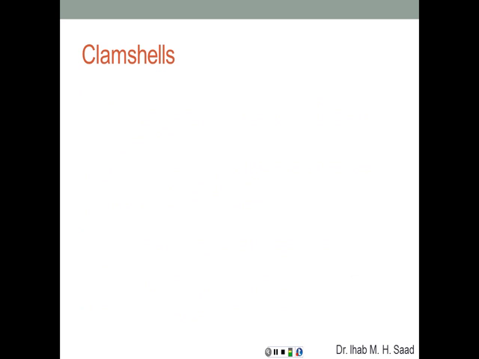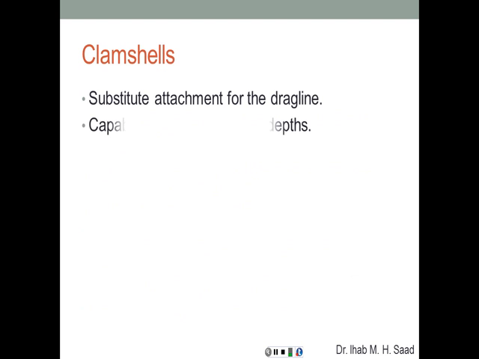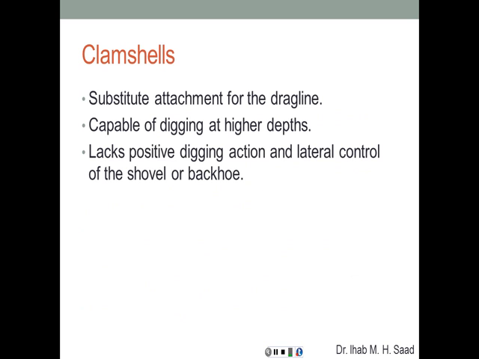Another piece of equipment similar to the dragline is going to be the clamshell. So it's going to be the same machine, but the attachment at the edge of the boom of the crane is going to be different. In this case, it's going to be a clamshell. It's capable of digging at higher depths. That's one of the benefits of the clamshell. It lacks positive digging action and lateral control of the shovel or the backhoe.